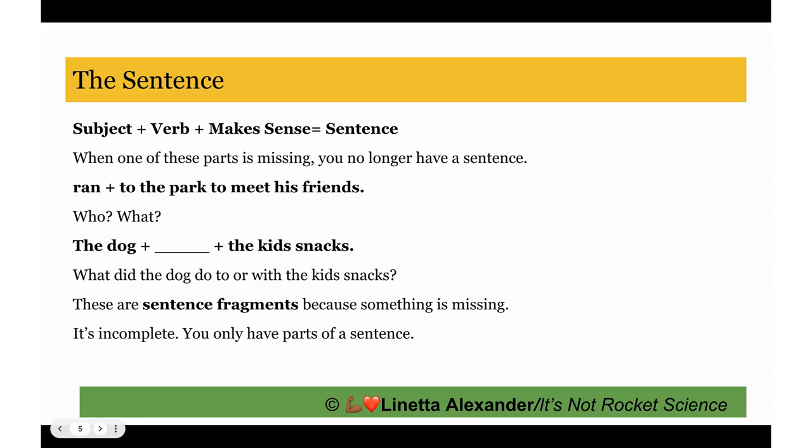When one of these parts is missing, you no longer have a sentence. Ran to the park to meet his friends. Who or what? The dog, the kid's snacks. What did the dog do to or with the kid's snacks? No. These are sentence fragments because something is missing. It's incomplete. You only have parts of a sentence.